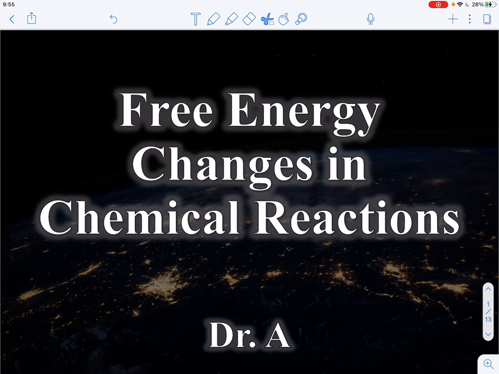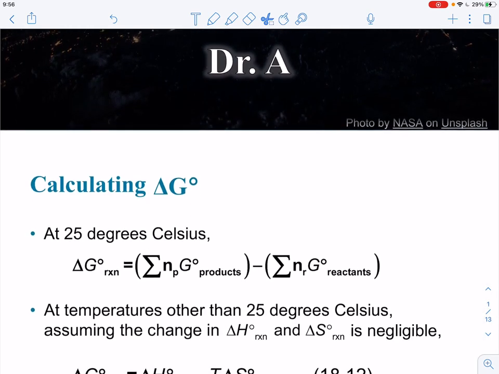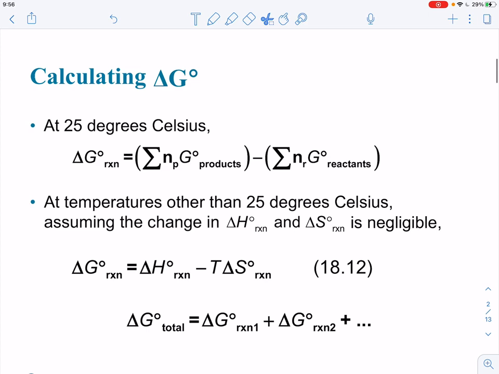Okay, if the free energy for a chemical reaction is negative, then it's a spontaneous process. If it's positive, it is a non-spontaneous process. And if for whatever reason you obtain a free energy that is zero, then it's a system at equilibrium. So, three ways to calculate free energy changes in chemical reactions.